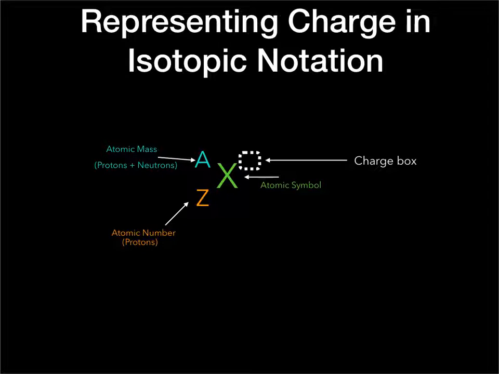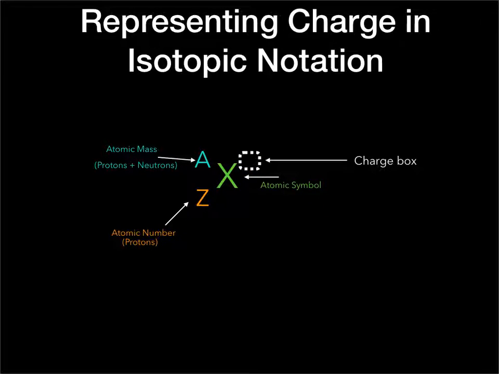So the other part of our objective was to say, once you determine this exact charge, how do you represent it using isotopic notation? Everything is the same besides just one point. You have to put the charge in the upper right-hand corner next to the symbol. We call that the charge box.